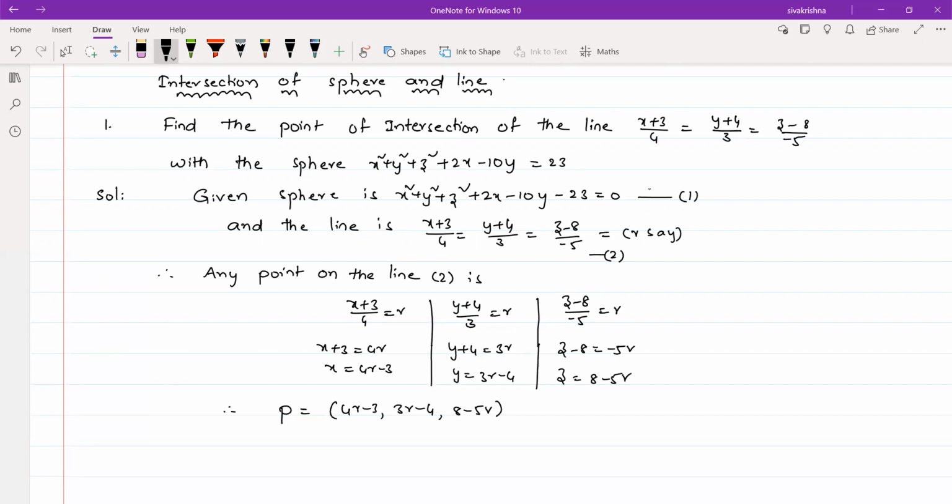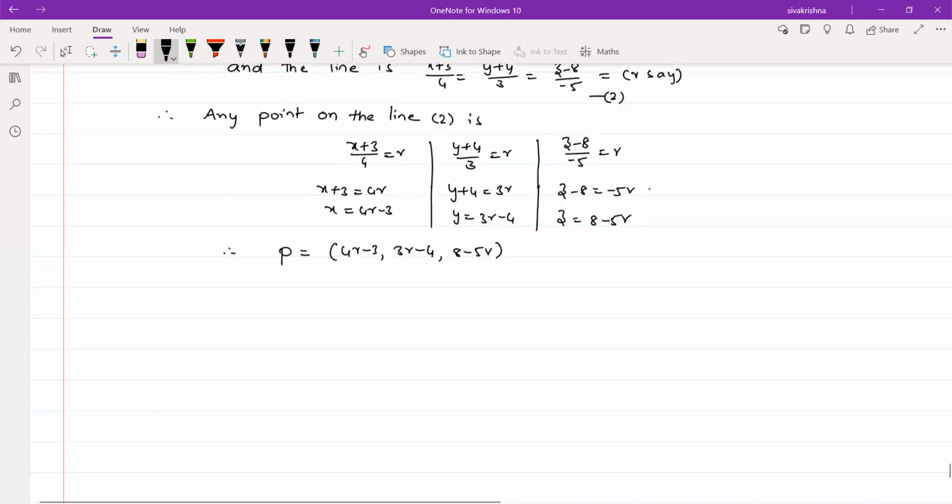Okay, so if this point P lies on the sphere, it means we have to substitute this particular point in the given sphere equation.